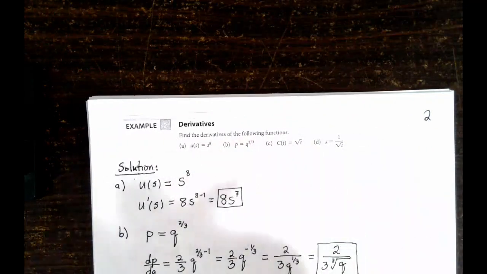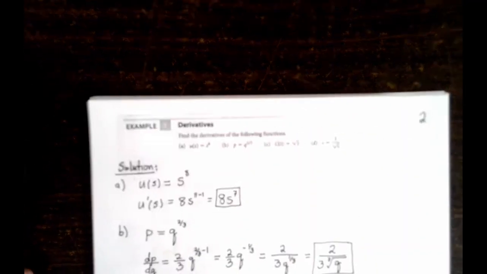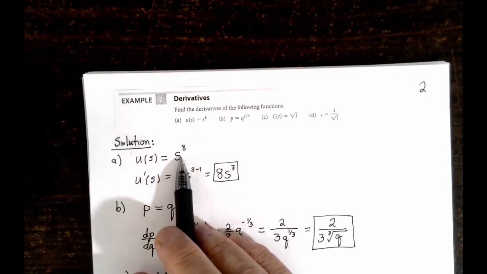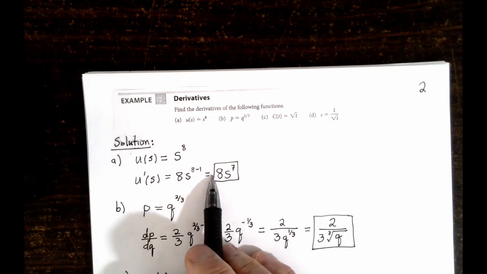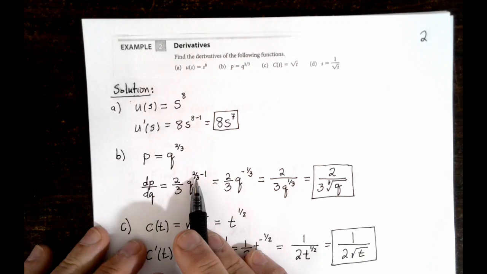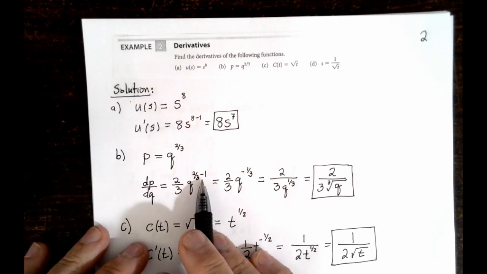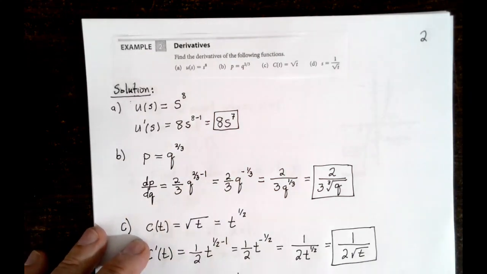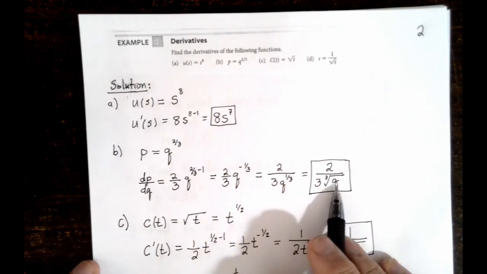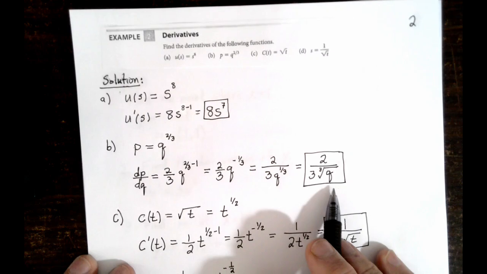Example 2. Example 2 says s to the 8th. So you bring an 8 out front and subtract 1 from the 8. Q to the 2/3, you bring 2/3 out front, subtract 1 from the 2/3, you get minus 1/3. And you cross the fraction bar with that. And 1/3 power means third root of x to the 1.